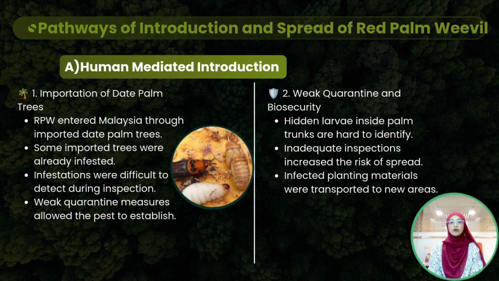Another contributing factor is weak quarantine and biosecurity measures. Since the larvae live inside the palm trunk, they are difficult to detect during inspections. As a result, infected planting materials can be transported and planted in different locations, allowing the pest to spread further.